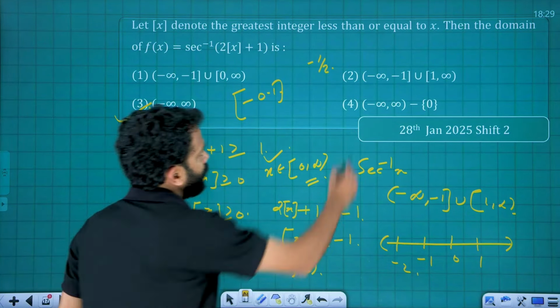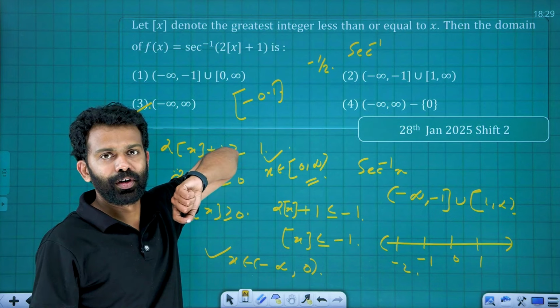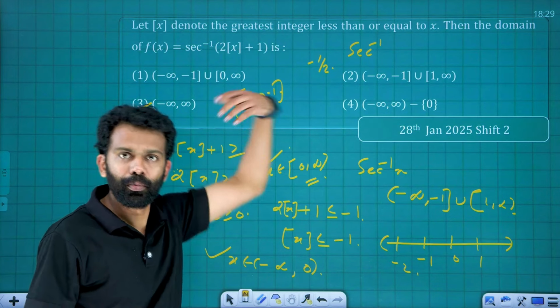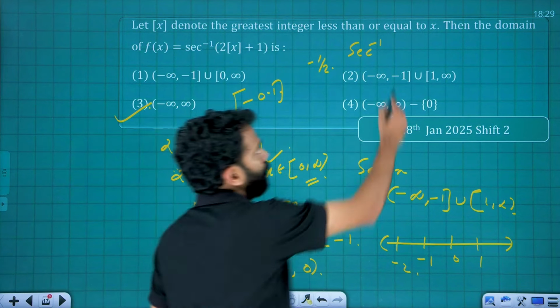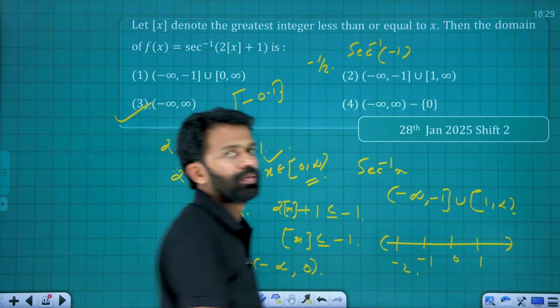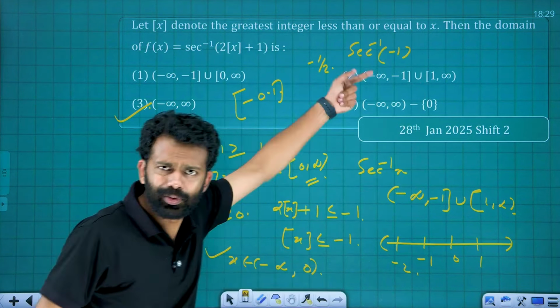What is box of minus 1 by 2? Box of minus 0.5 is minus 1. What is minus 1 into 2? Minus 2. What is minus 2 plus 1? Minus 1. Is it valid or not? It is valid. It lies in the domain. Therefore, this is not correct. Then this is also not correct because minus 1 by 2 is not included there. Then two options are left.